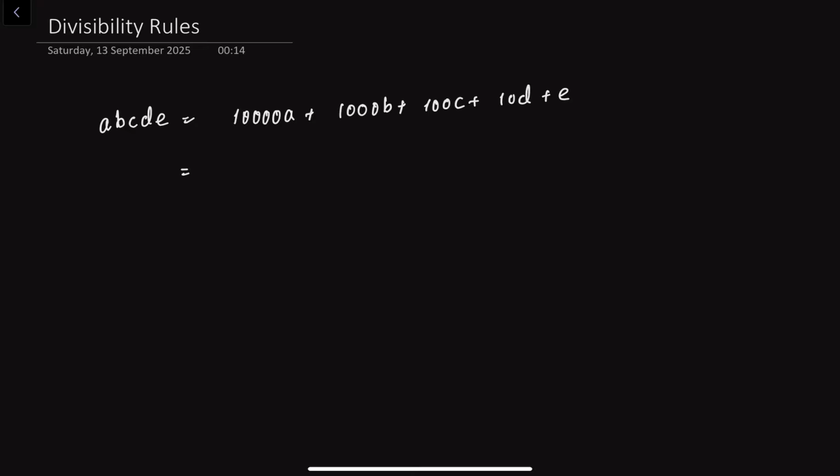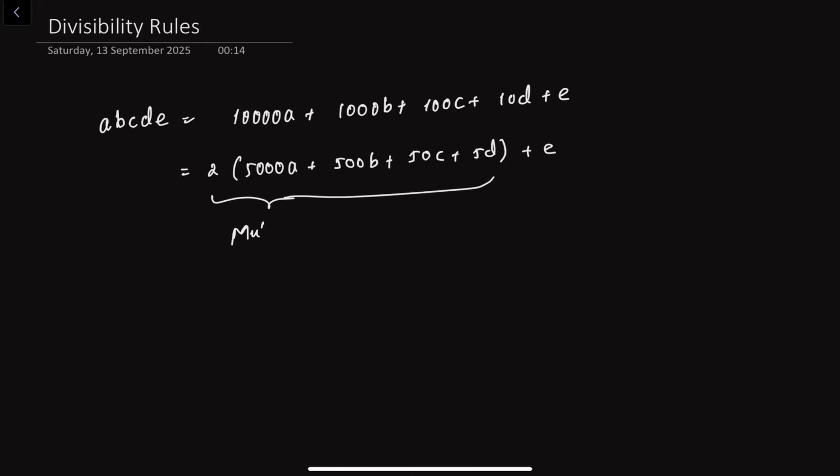Now I can take 2 as a factor out of the first 4 terms. So I can write it as 2 times (5000A plus 500B plus 50C plus 5D) plus E. That means this entire thing is a multiple of 2. Therefore, the last digit E will determine whether our number is divisible by 2 or not.